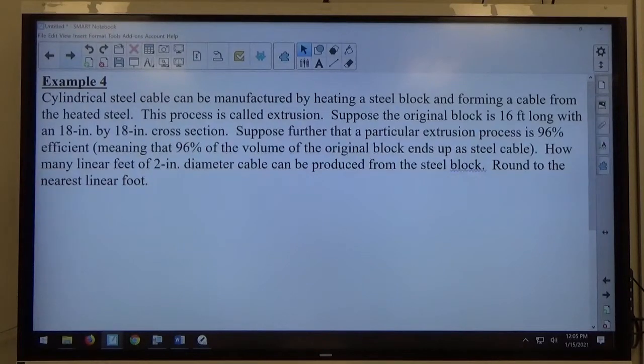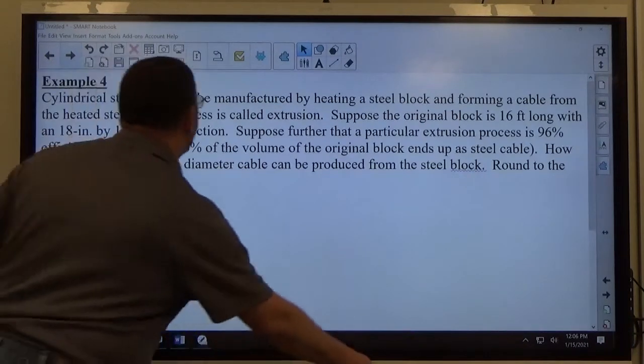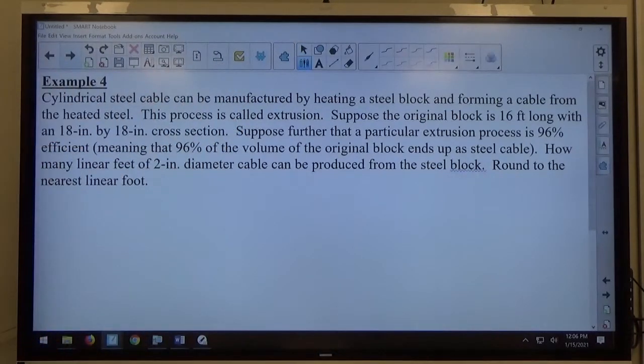Example 4. Cylindrical steel cable can be manufactured by heating a steel block and forming a cable from the heated steel. So what we're doing here is we're starting off with a rectangular prism of steel. The process is called extrusion. The original block is 16 feet long with an 18 by 18 inch cross section.